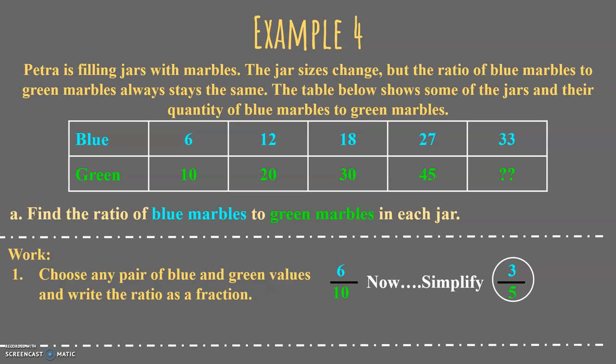Now, we have our base ratio of blue to green marbles in each jar. For every 3 blue marbles, there will be 5 green ones in every jar. No matter how many blue marbles there are, for every 3 blue ones, there will be 5 green ones.